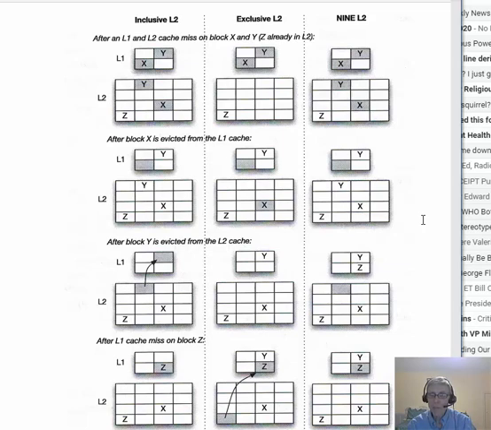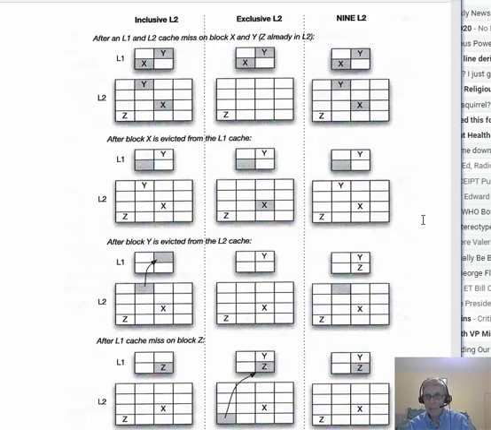Okay, so in an exclusive L2 cache now, in the first case we see blocks X and Y in the L1, and so block X can't be in the L2. But after it gets evicted from the L1, it goes down to the L2. Then after block Y is evicted from the L2, well, it can stay in the L1 because it can be in one cache or the other. But after there's an L1 miss on block Z, since it's an exclusive cache, when the block is fetched from the L2, it has to disappear from the L2 and then reside only in the L1.